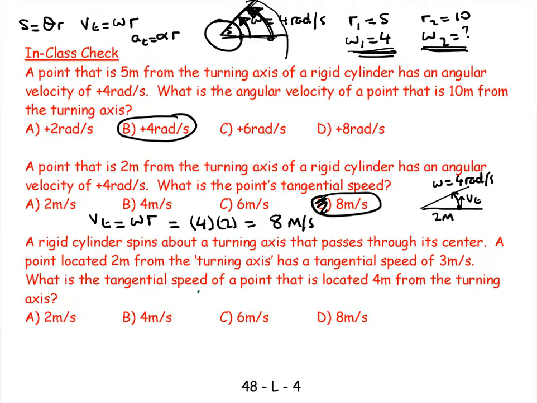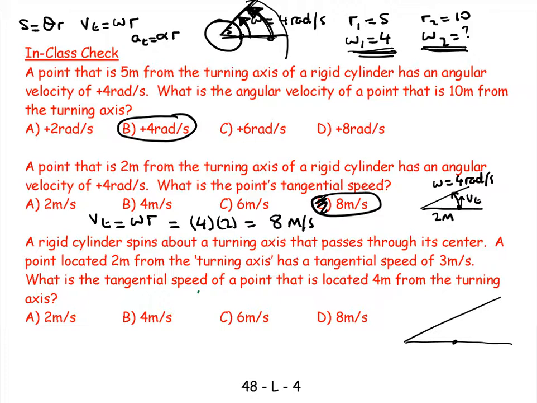And then a rigid cylinder spins about a turning axis that passes through its center. A point located 2 meters from the turning axis has a tangential speed of 3 meters per second. What is the tangential speed of a point that is 4 meters from the turning axis? So let's have a look at this. So this is 2 meters from the turning axis. And it goes like that.